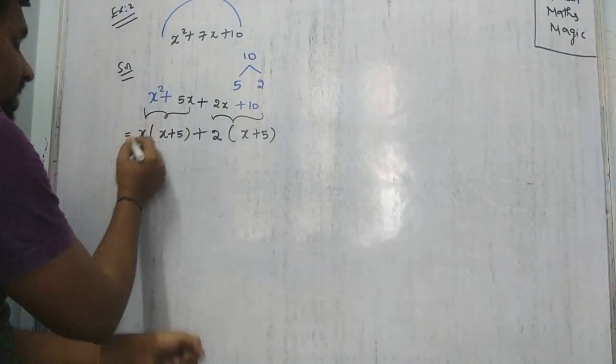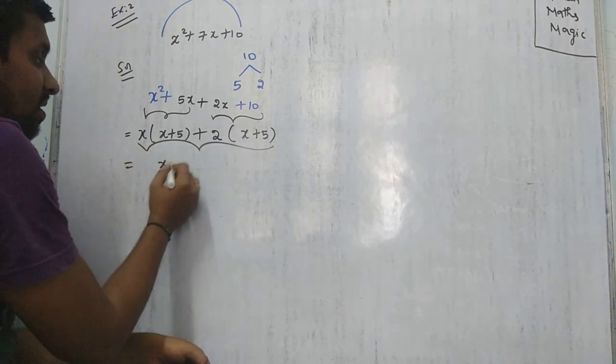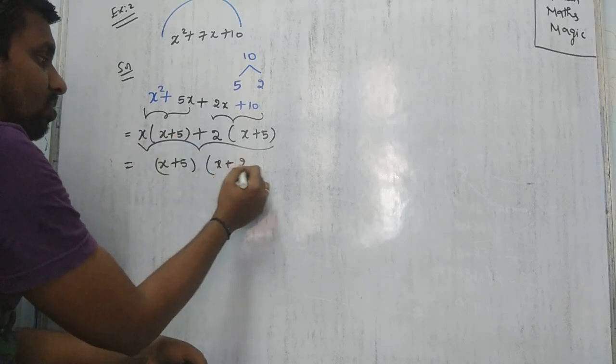Okay, next step. The entire family, the one bracket is common. What's the bracket common? x plus 5 is common. So what will be left? One x, one plus, one 2.